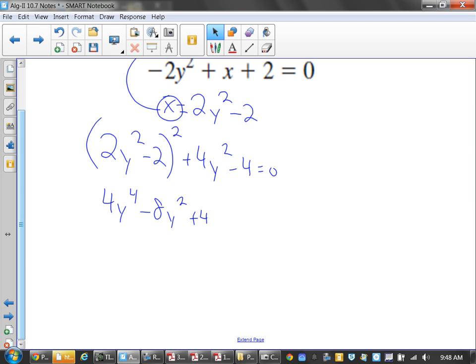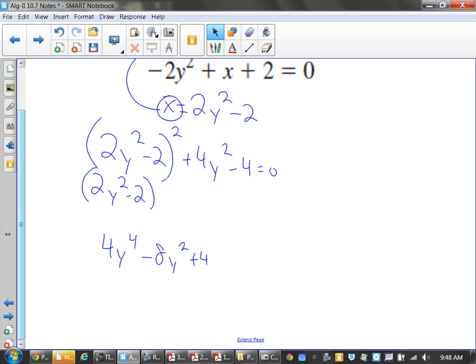Wait, how'd you get negative 8? I foiled. Don't you remember the special patterns? Square the first, square the last, multiply them together and double it. So 2y squared squared is 4y to the 4th, minus 4y squared minus 4y squared is minus 8y squared, plus 4. Just write it out.